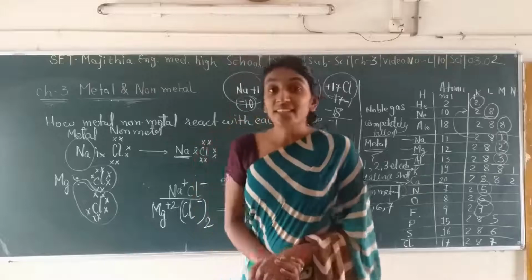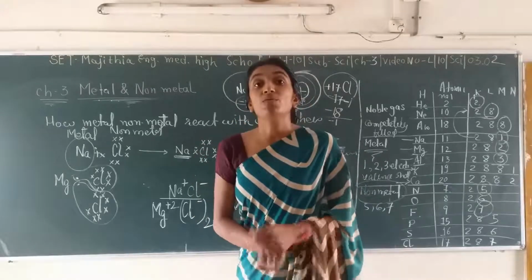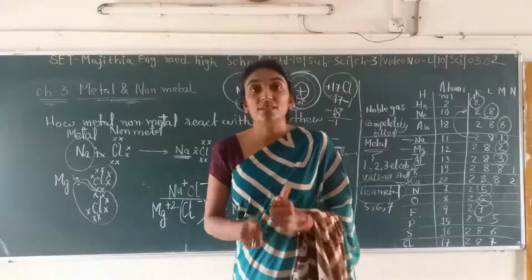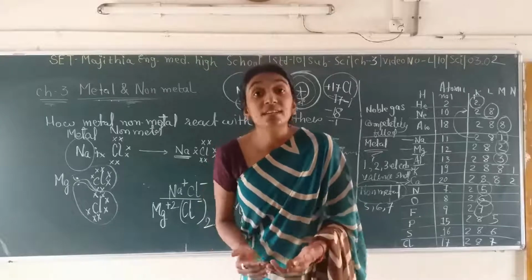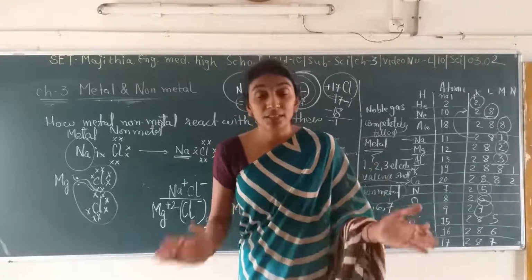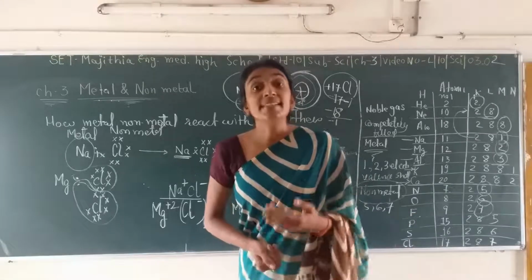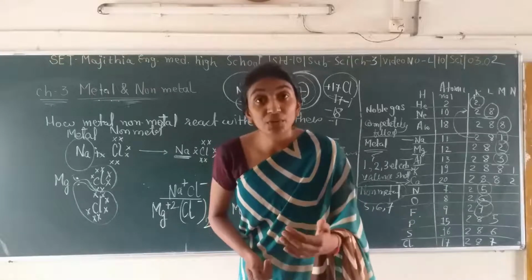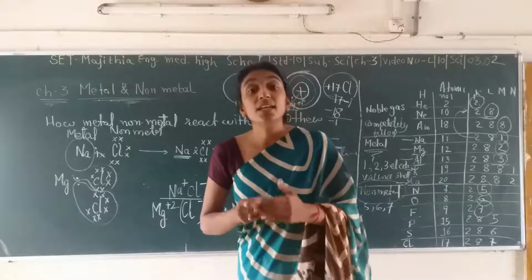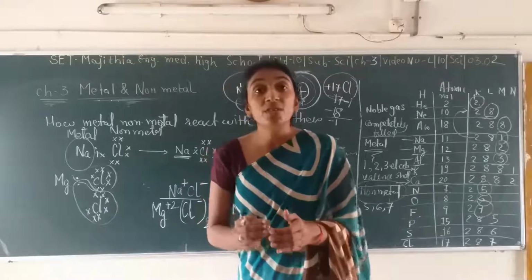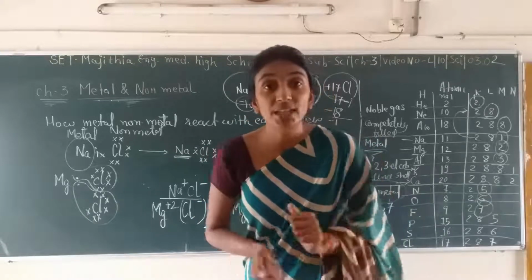In this segment, we are going to discuss how metals and non-metals react with each other. To understand why metals and non-metals react with each other, let's understand electronic configuration. Electronic configuration is the arrangement of electrons into different shells.